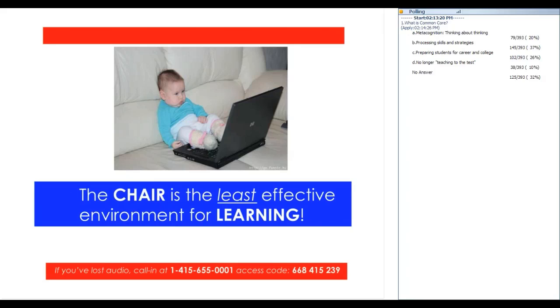Dr. Medina, who wrote a book called Brain Rules, says that the chair is the least effective environment for learning. Now, we've been talking for about 30 minutes, I think. So it's time for you to stand up and move around, stretch, because we know that if a human sits for longer than about 17 minutes, plus or minus 2, the physiology of the brain and the body starts to change. So just by standing up and stretching, you can change the physiology of your body.